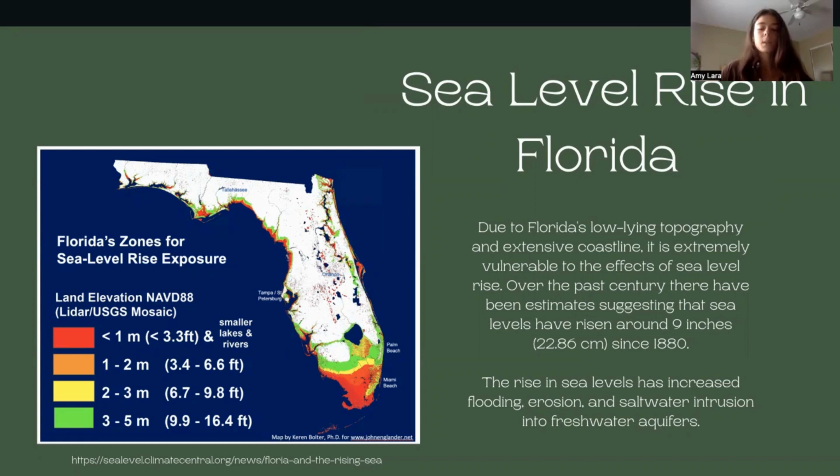The area is expected to be continuously affected by sea level rise, as we can see from the map on the left, are coastal communities. Some examples being Miami Beach, Key West, Panama City, and Pensacola.